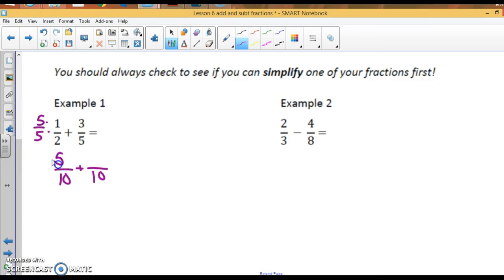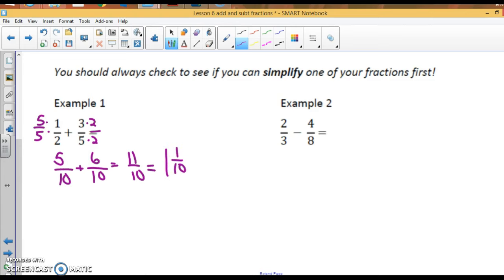That'll be 5/10. What do I multiply 5 by to turn it into 10? I need to multiply by 2 over 2, which makes that 6/10, right? 3 times 2, 5 times 2. So 5/10 plus 6/10 is 11/10. That's an improper fraction. I change it to 1 and 1/10.